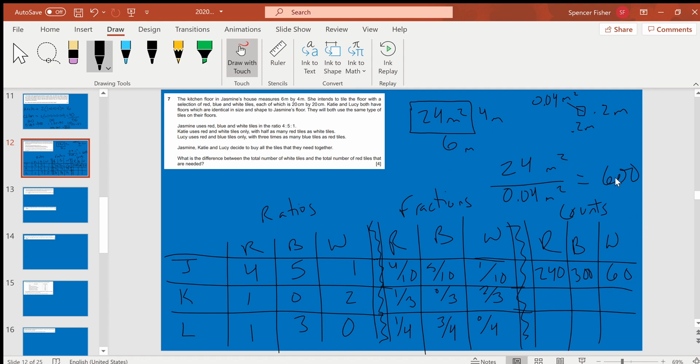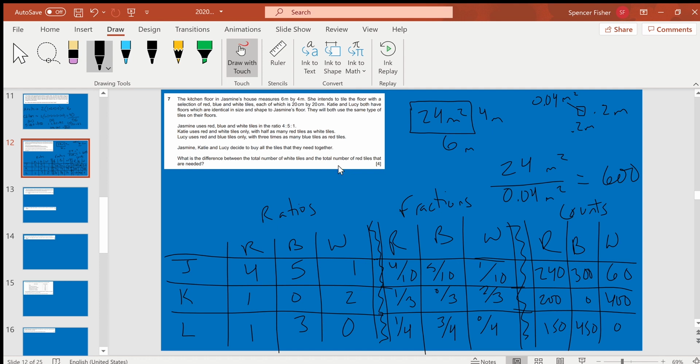Now we're going to do the same thing. 600 times 1/3, 600 times 2/3, 600 times 1/4, 600 times 3/4, which gives us, I'll just fill in these numbers here, 200, 400, 150, 450, 0, 0.